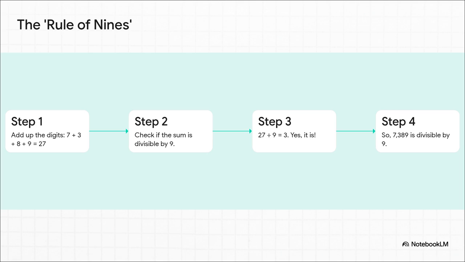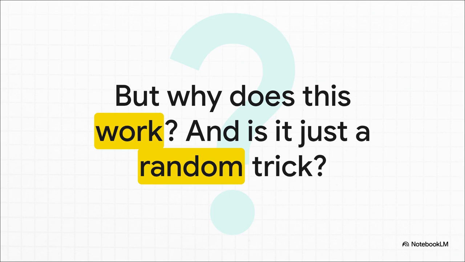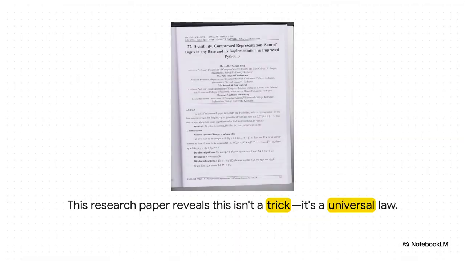It kind of feels like magic. But here's the real question. Why does that work? Is there something special about the number 9? Or is this part of some bigger pattern? You know, is it just a random one-off trick we all had to memorize in school? Well, this research paper has the answer, and it turns out this isn't a random trick at all. Nope, it is a fundamental property of how our number system is built.